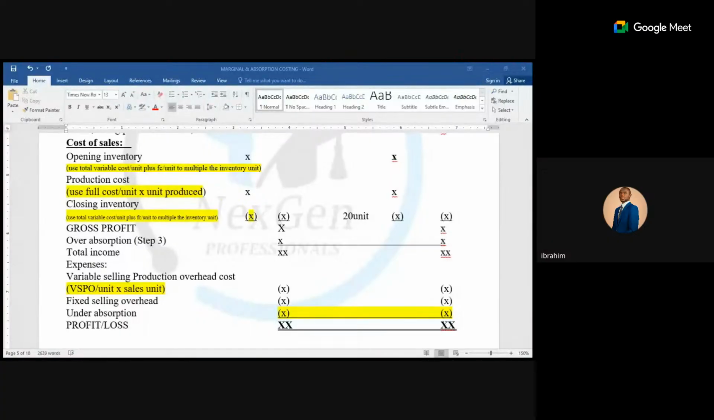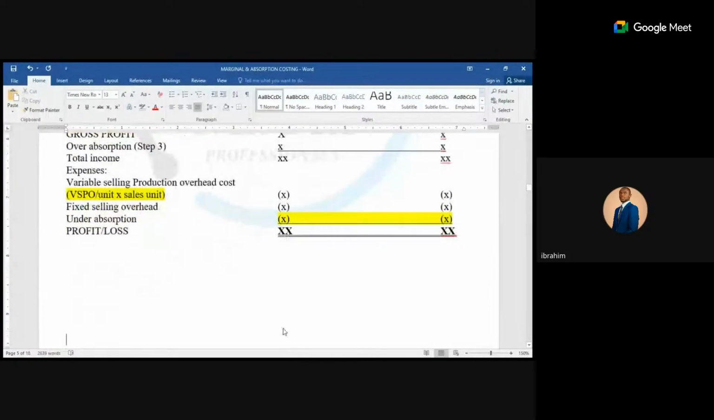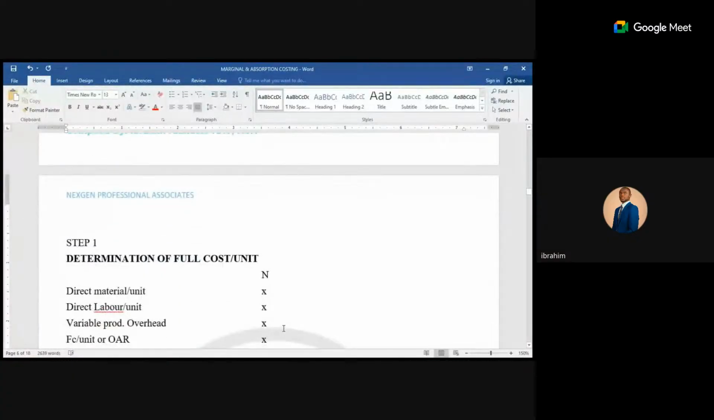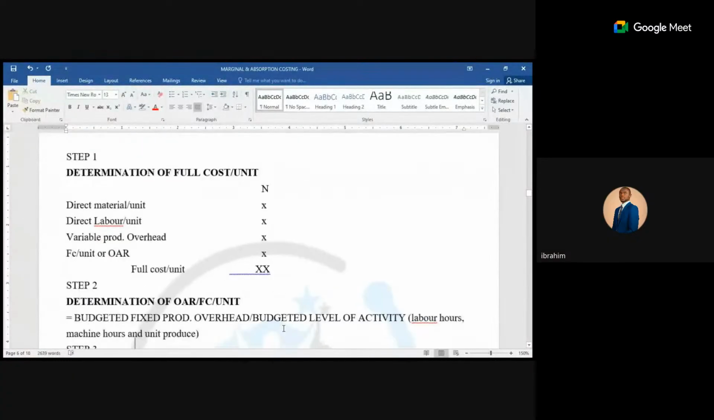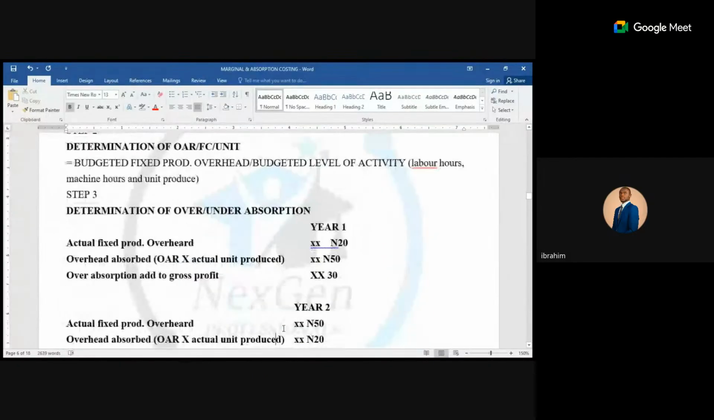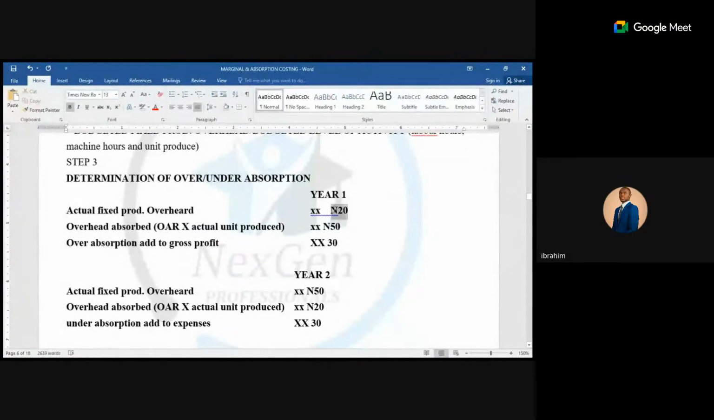So this will now take us to step 3. Please, I hope you are following. The over absorption and under absorption will take us towards step 3. Now, what is this step 3? This is step 3: determination of over and under absorption.